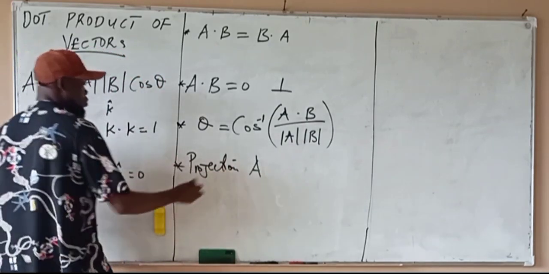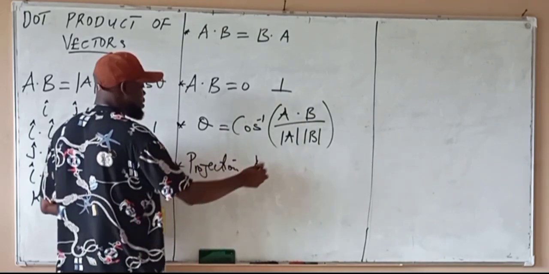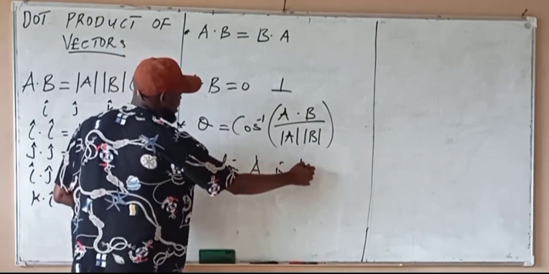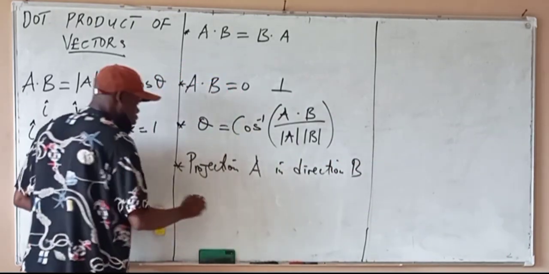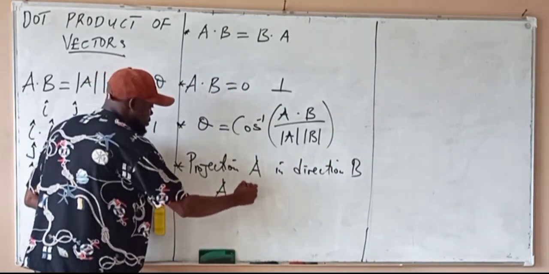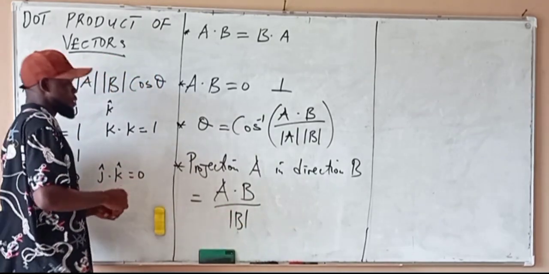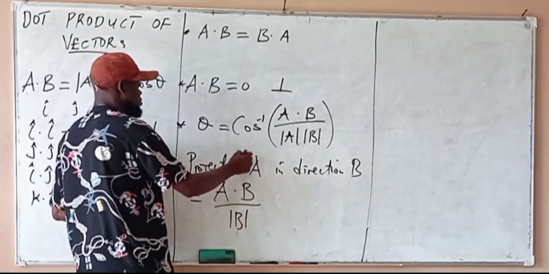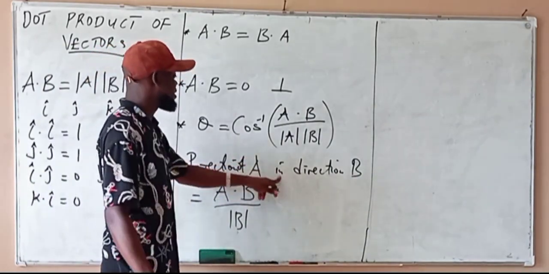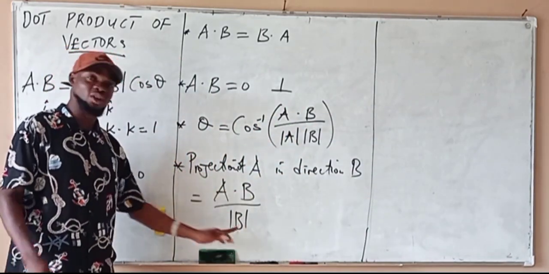If I say find the projection of A in the direction of B, it will be equal to A dot B over the magnitude of B. Think of that. So the projection of A in direction B will be equal to A dot B over the magnitude of B.